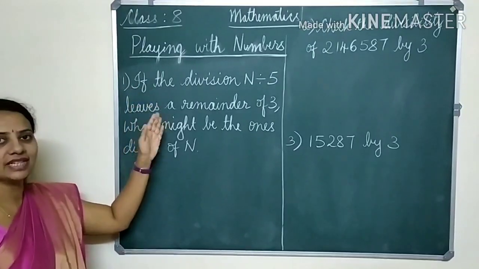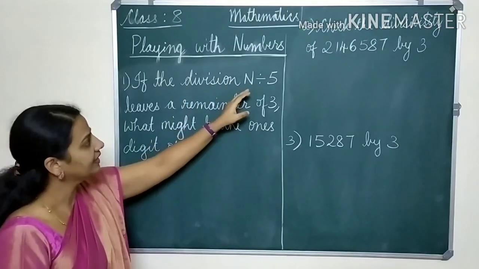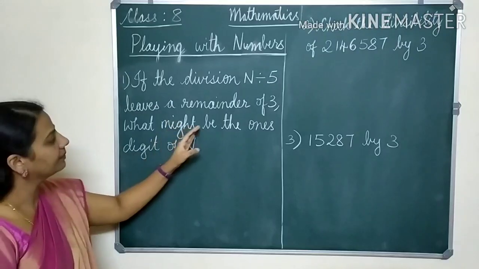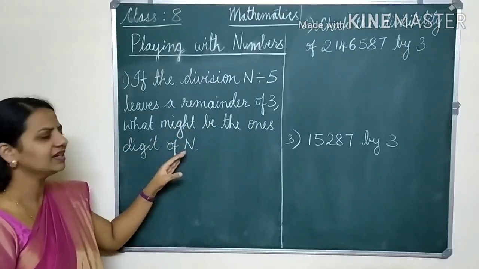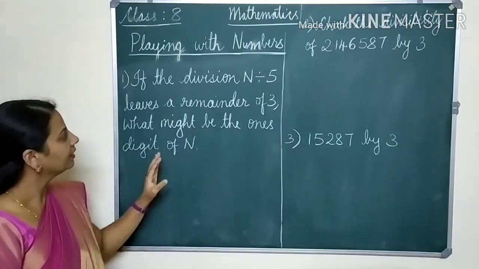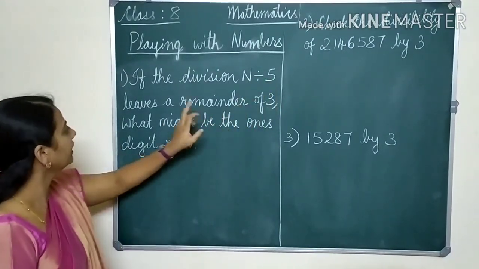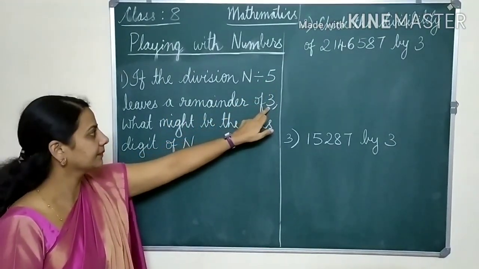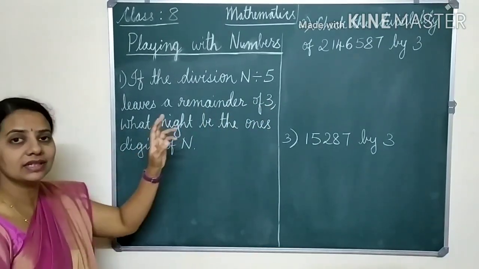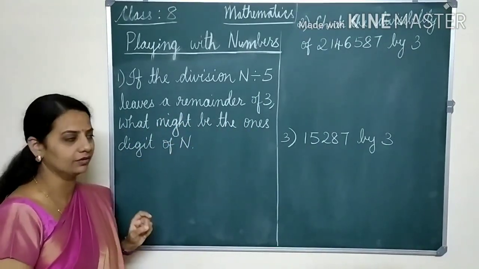Okay, now let's solve these sums. I'll read out the question first. If the division n divided by 5 leaves a remainder of 3, what might be the ones digit of n? N is some unknown number, we don't know whether it is a 2-digit number or 3-digit number. But we know that when it is divided by 5, it leaves the remainder 3. So only this much we know. Now we have to find the ones digit, that is the unit place, of this number.